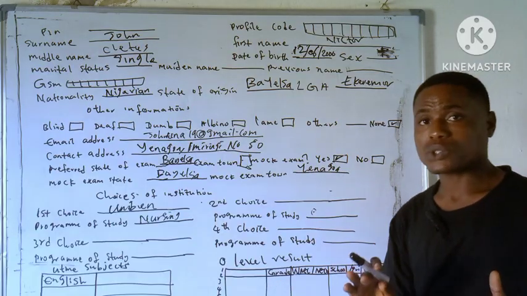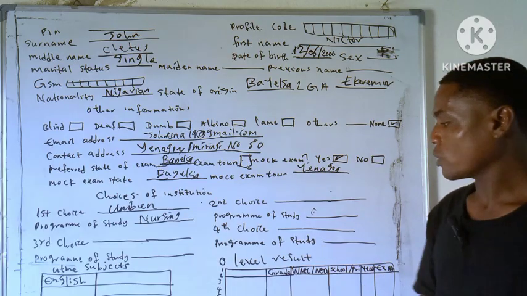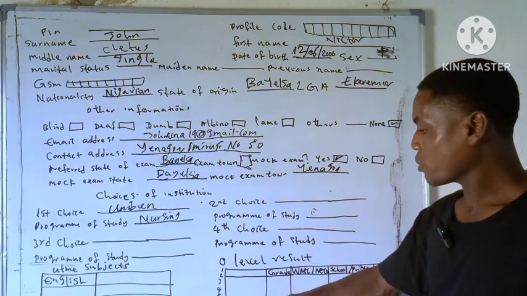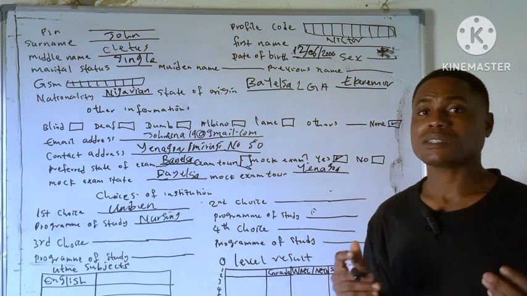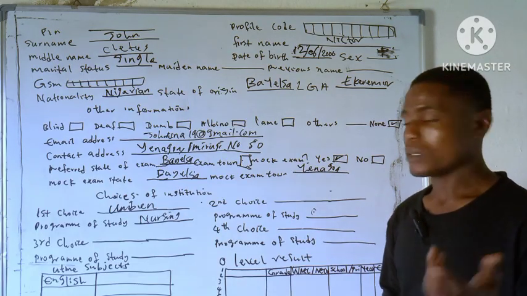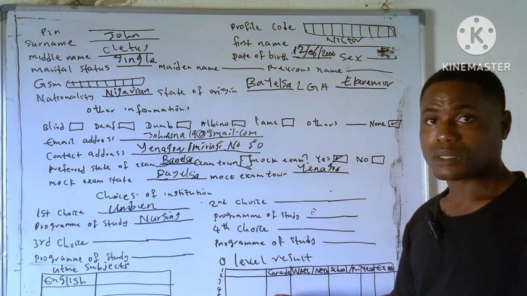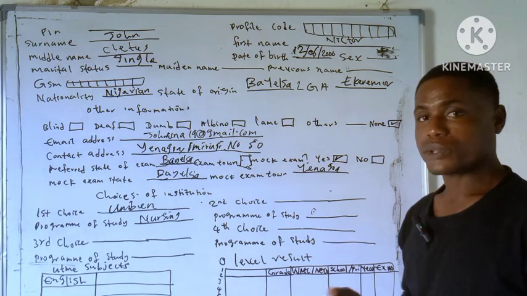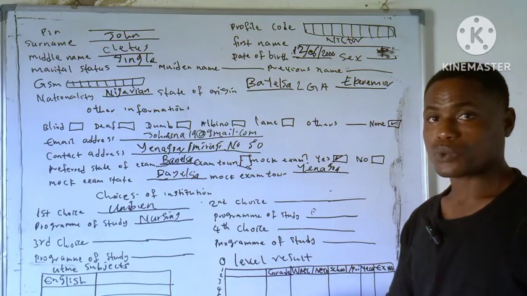If you are with your O level results, let me assume that you are with your O level results, either your WAEC or your NECO. Look at it. These are 1, 2, 3, 4 to 9. All of us are writing nine subjects now, either NECO or WAEC, right? Let me say you are with your WAEC. That is 9 subjects. This is where you will write the names of subjects like mathematics, English, chemistry. If you are with your WAEC results, you will write the subjects from 1 to 9.